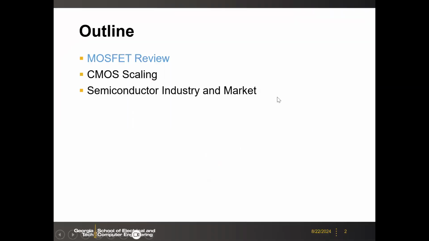So we will have a brief review of the MOSFET, and then we will talk about the scaling challenges and solutions for the CMOS scaling. And then finally, we will cover the industry landscape.